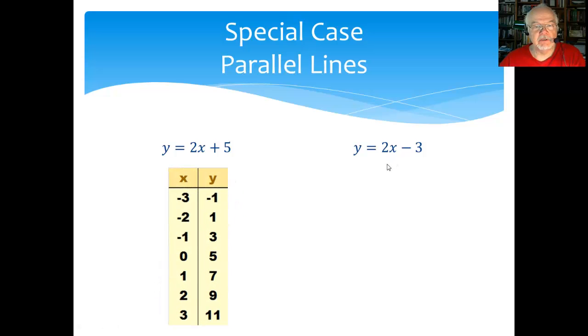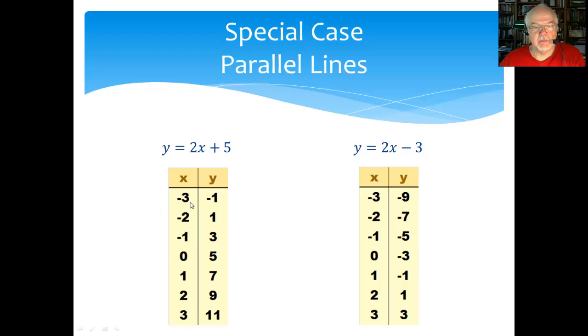Let me show you with some examples. Suppose I put in minus 3 in the first equation. Well, what do I get out? I get minus 1. Put the same number for x into the second equation, I get minus 9. The difference is 8. Put in minus 2, and the difference is 8, and so on. No matter what I put in, the difference is going to be 8.